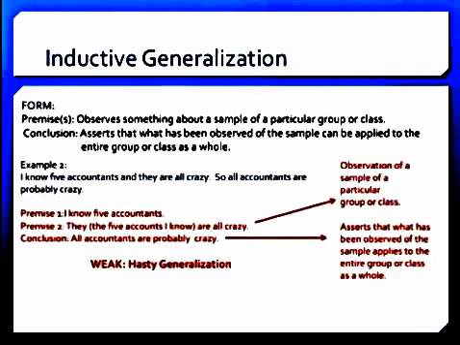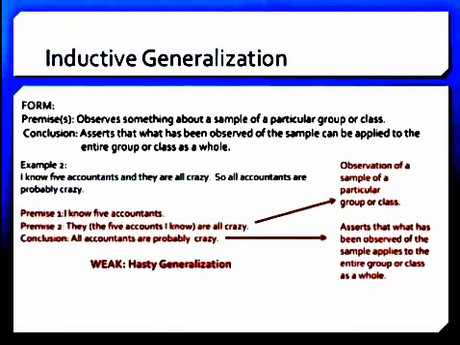Here's another example of an inductive generalization. I know 5 accountants and they are all crazy, so all accountants are probably crazy. Now notice how this argument has the same form as the previous argument that we've just discussed. It has a premise that makes an observation of a sample of a particular group or class, and then it asserts in its conclusion that what has been observed of the sample applies to the entire group or class as a whole.